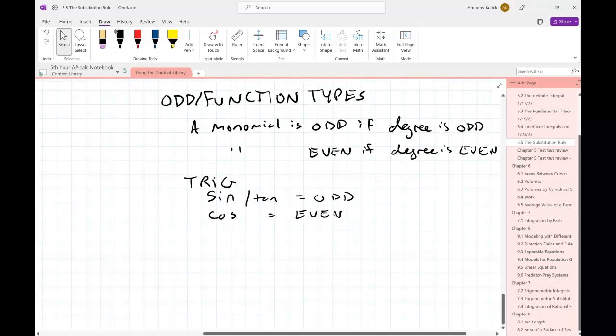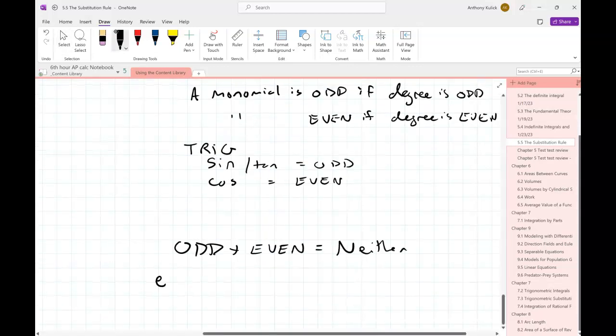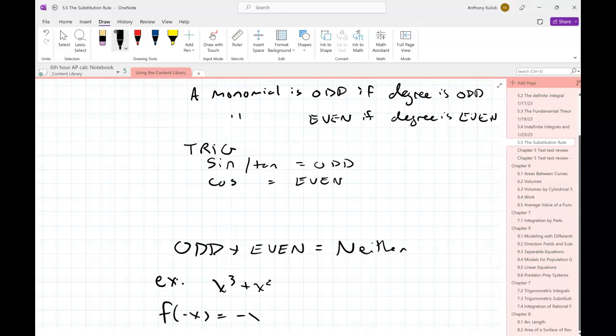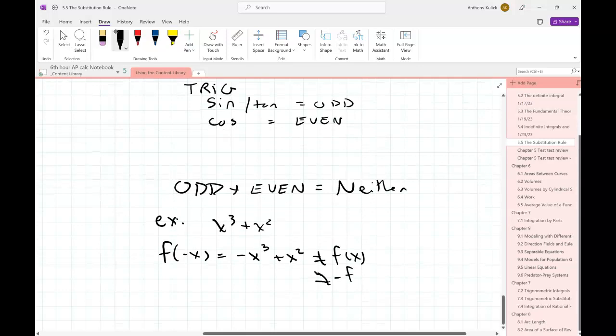No. No. Neither. For example, if I have x to the third plus x squared, if I did f of negative x, I'm going to get negative x cubed plus x squared. That's not the same thing as f of x, and it's not the same thing as negative f of x, right?